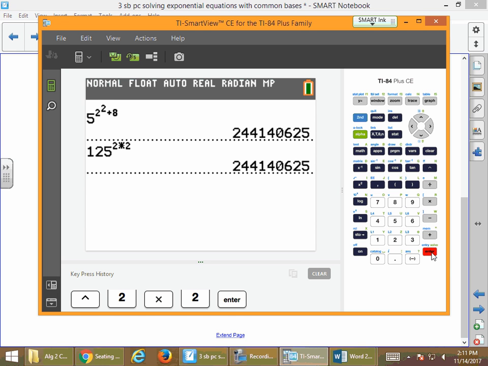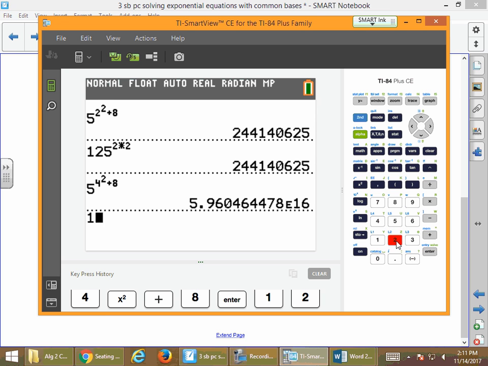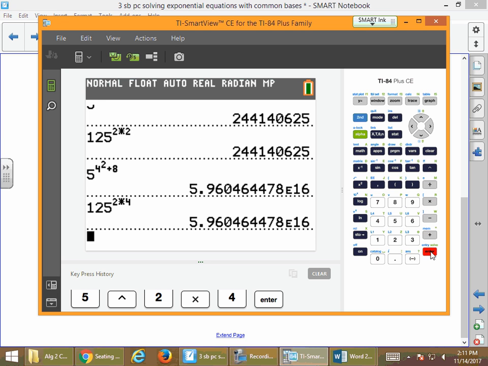We can do the same thing with the 4. 5 to the 4 squared plus 8, and we get that value, a big long decimal in scientific notation. And then when we compare it to the other side, 125 to the 2 times 4, we get the same value. So there are our solutions, and we know that they're both right because we were able to check them in our calculator.